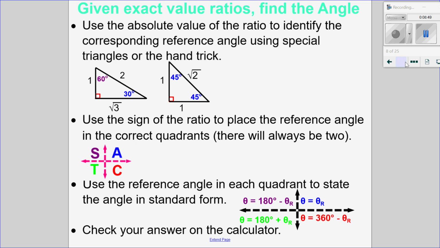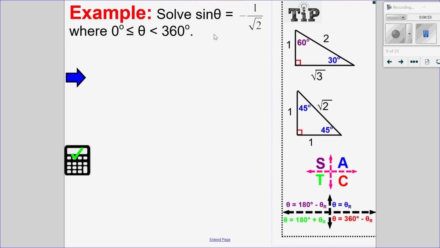So let's do an example with an exact value ratio. Exact value again means no decimal. So if I want to solve sine of theta equals -1 over root 2, the first thing I'm going to do is look at my negative sign. My negative sign just tells me what quadrant I'm in. So sine is negative in quadrants number 3 and 4.